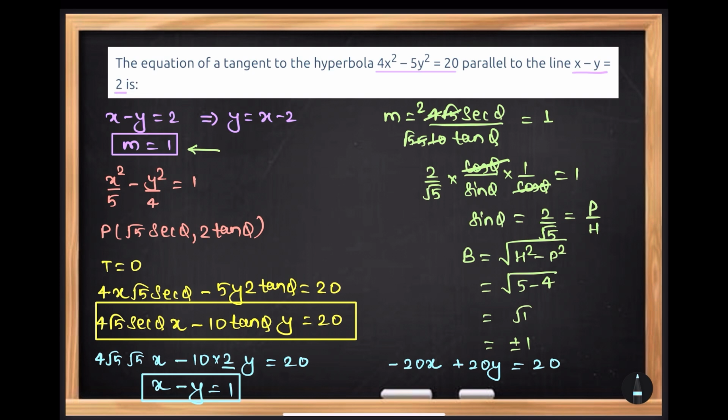Now let's divide both sides by 20. So we will get minus x plus y equals 1. So this is your second equation of tangent whose slope will be 1. I hope the idea is clear, and now you can write down the equation of tangent if they provide you the slope. Okay.